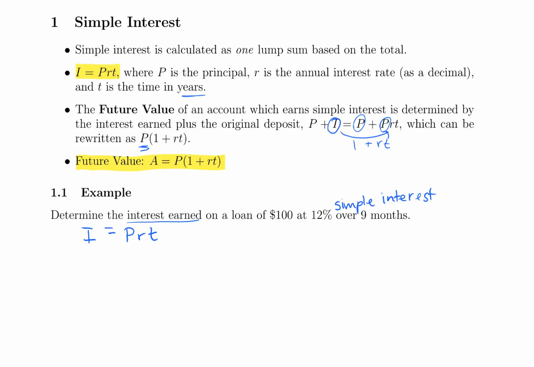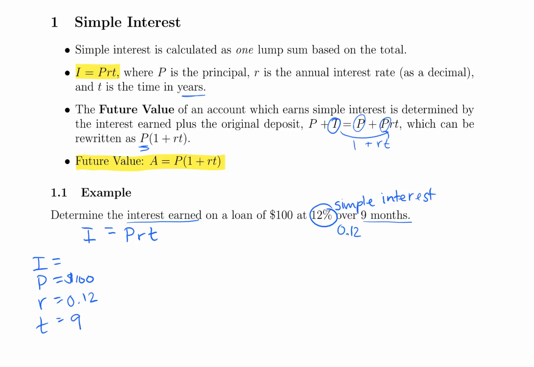And so what I like to do is just list on the side what I know, what I'm trying to find, and anything else that might be helpful. So since I'm going to use the interest formula, I've listed all the variables within the interest formula. So let's go through the sentence and figure out what we know. We have a loan of $100, so that is our initial investment, or in this case our initial borrowing was $100. The interest rate is 12%, and so 12% as a decimal would be 0.12, and we get that by dividing 12 by 100. So our interest rate is 0.12, and the time is 9 months.